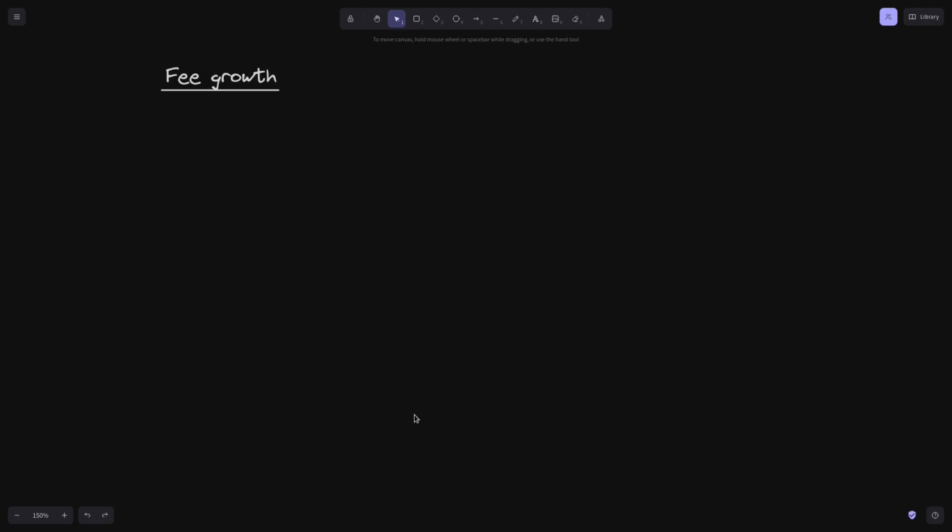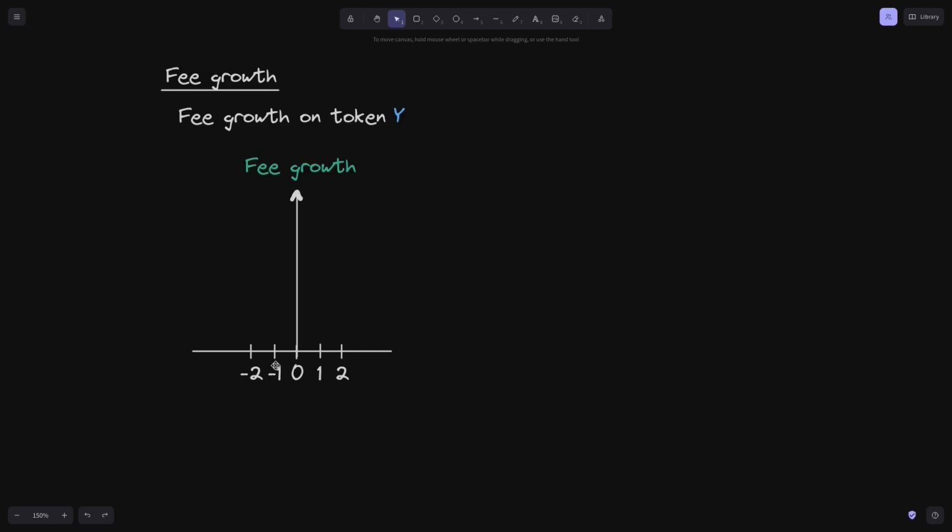Let me give you an example of how to visualize fee growth. We'll graph fee growth on token Y. On the horizontal axis, we'll map the ticks. As the ticks increase to the right, the price also increases. And as the tick decreases to the left, price also decreases. On the vertical axis, we'll map the fee growth. As people trade on the AMM, the fee growth will increase.